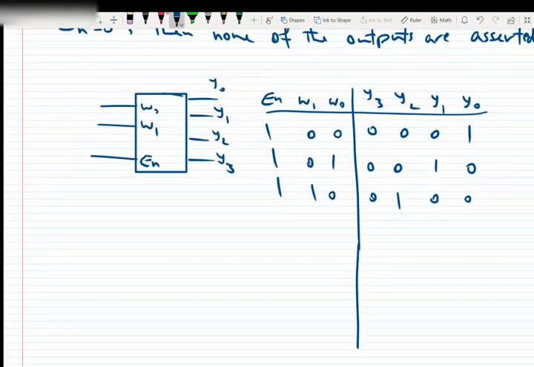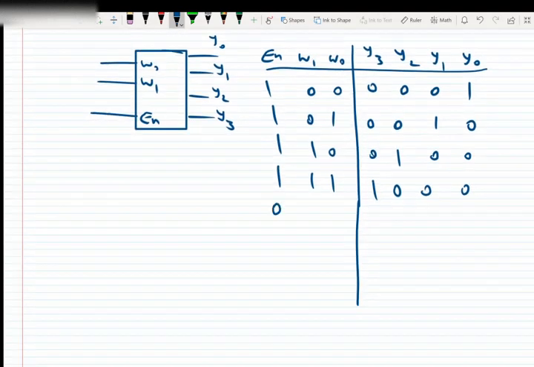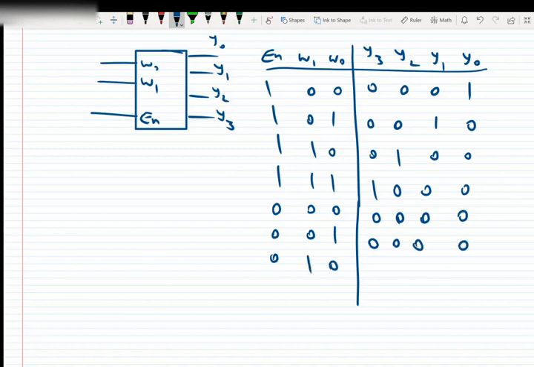If 1 1, we will have 1 0 0 0. If enable is 0, we will have 0 0 0 0. You see the output is off. So no matter what W1, W0 are, the output is always equal to 0 because enable is 0.